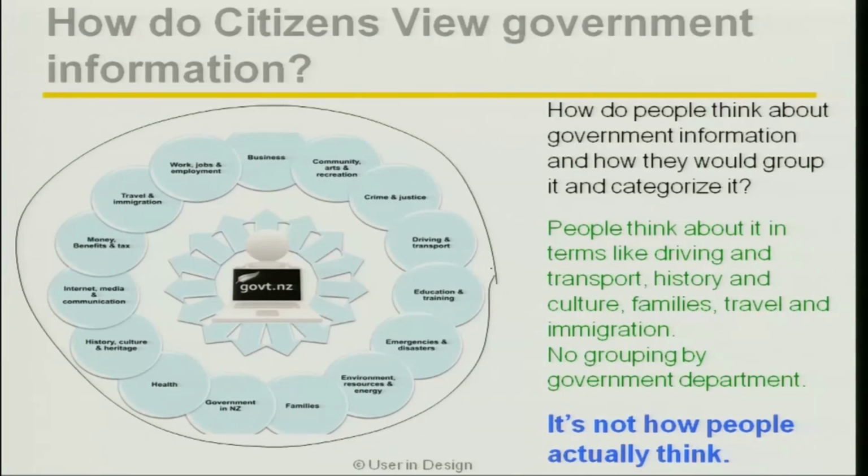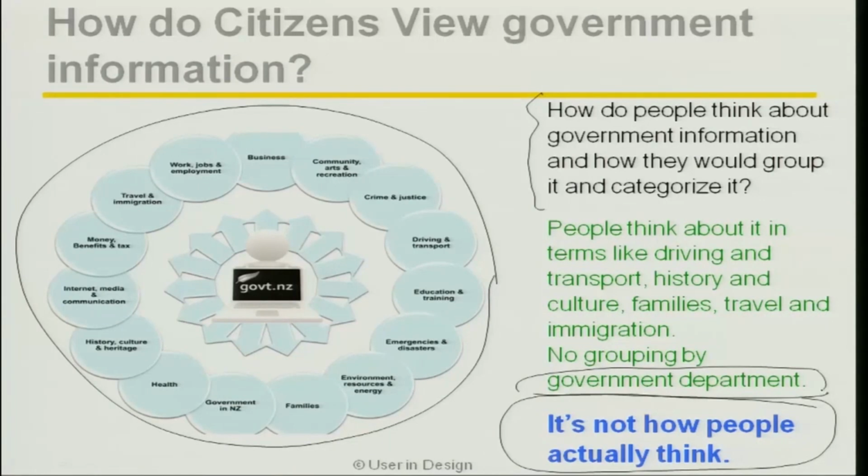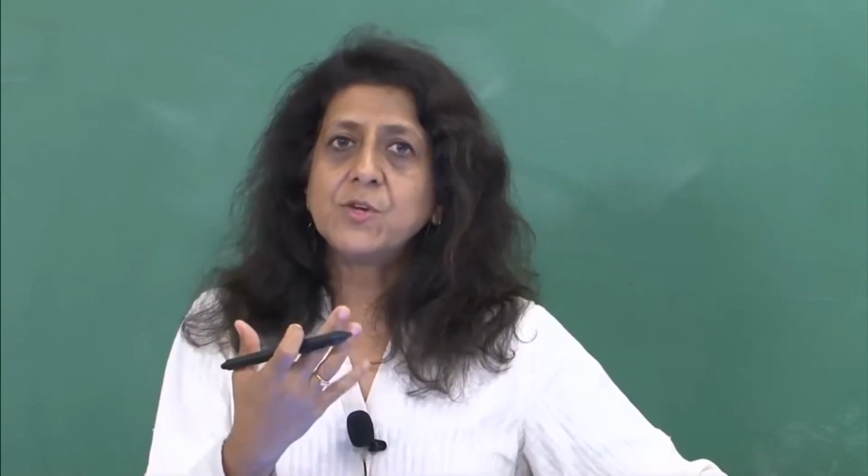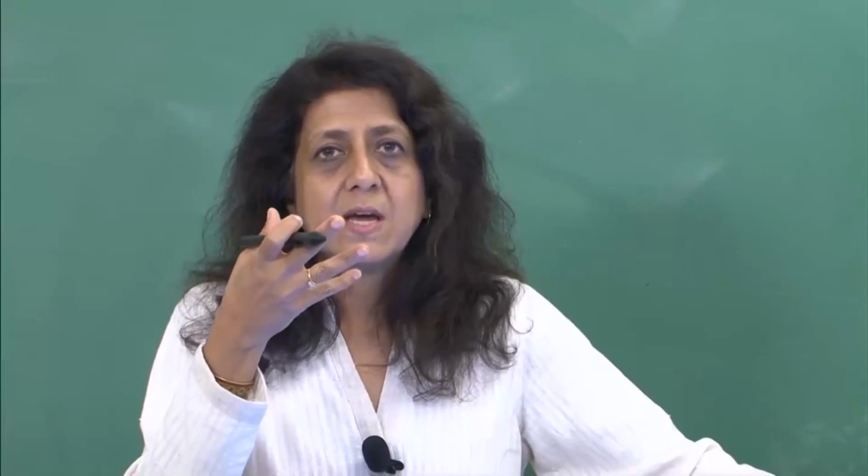Now, they went through this whole research, and this is what they were trying to research. How do people think about government information, and how would they group it and categorize it? Okay? Now, this is how people think about it in terms like driving and transport, history and culture, families, travel and immigration. They do not view it as grouped by government department. It's not how people actually think. So this is yet another example of trying to uncover people's mental model, because they are the ultimate users of this information. How do they view it? How do they want to see it? How would they feel it to be natural, to be intuitive, if the information were presented in this way?